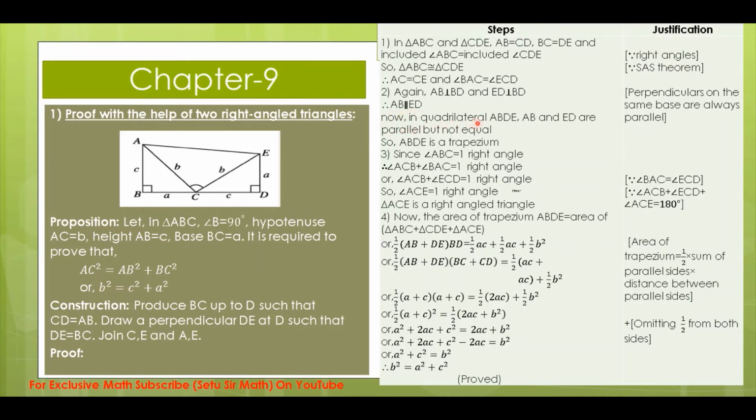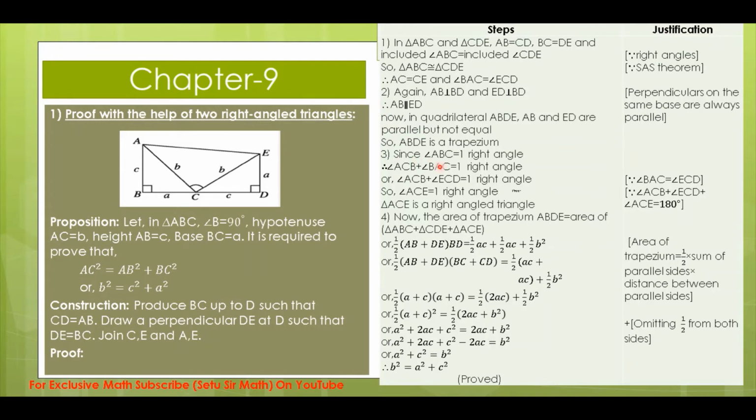Now in quadrilateral ABDE, this is the quadrilateral ABDE, AB and ED are parallel but not equal. As you can see from the figure, AB and ED, they are parallel but they are not equal. So we can say this quadrilateral ABDE is a trapezium because we know what is a trapezium. In a quadrilateral, if two perpendiculars are parallel but not equal, then you can say that quadrilateral is a trapezium.